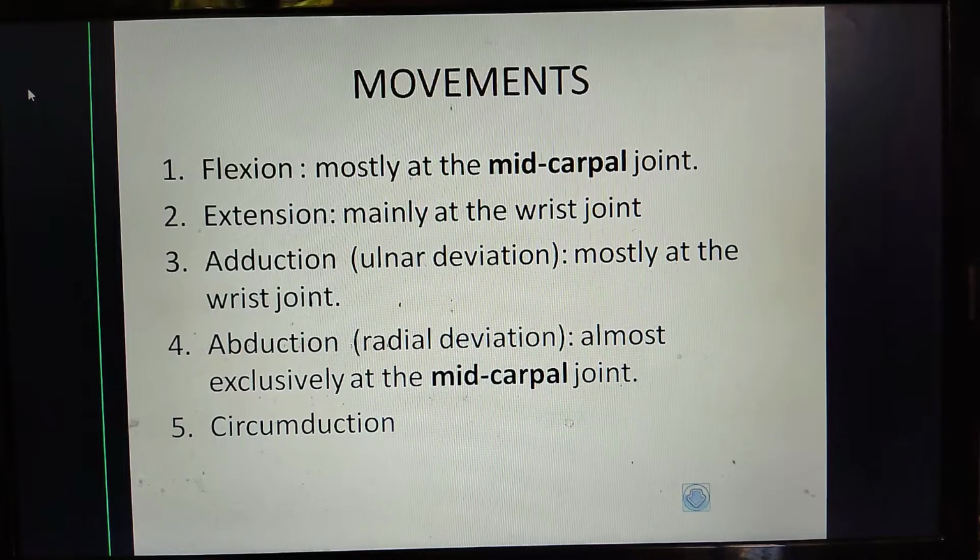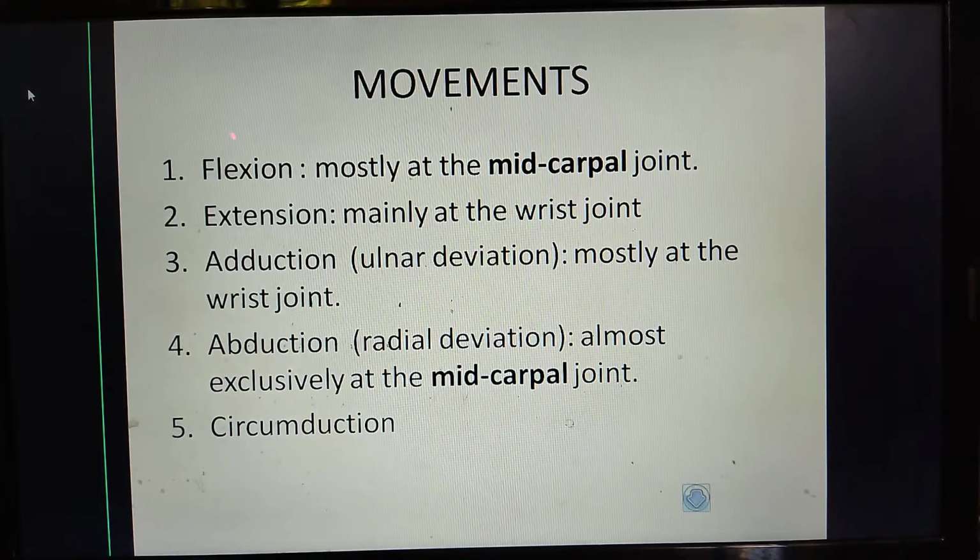Now, before discussing the movements, we must understand that many of the movements which take place at the wrist joint are actually also taking place, or even predominantly taking place, at the mid-carpal joints. This is because the muscles causing the movements in these two joints are the same muscles, and hence they are known as the link joints.